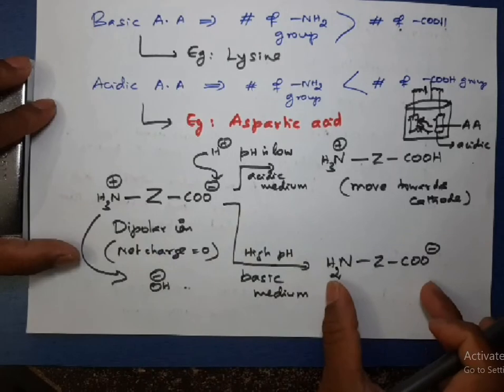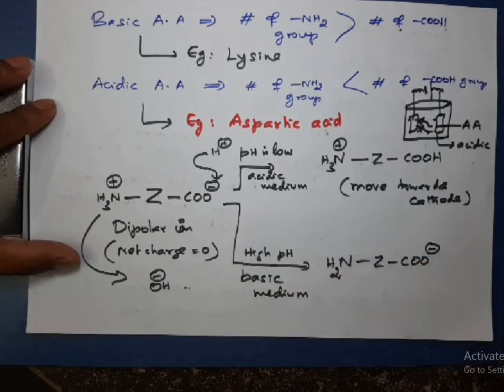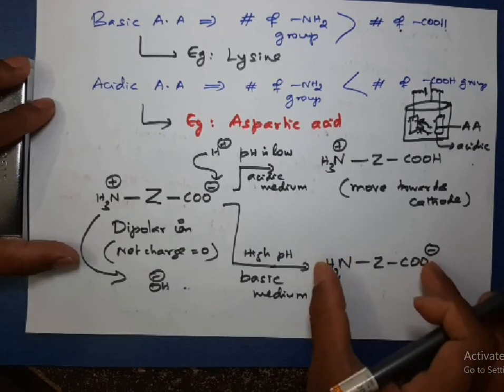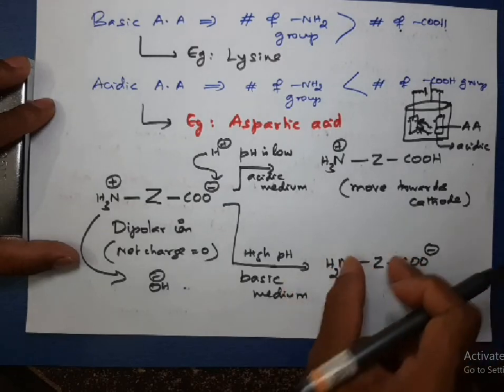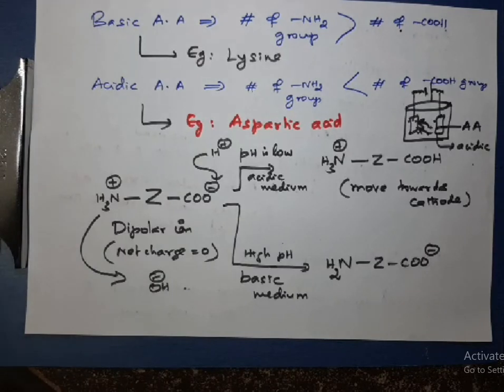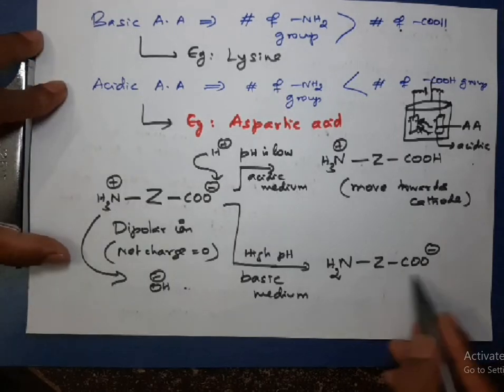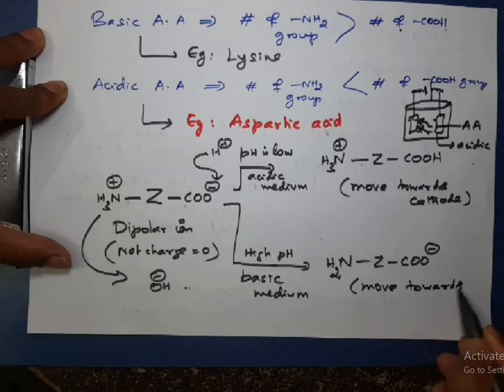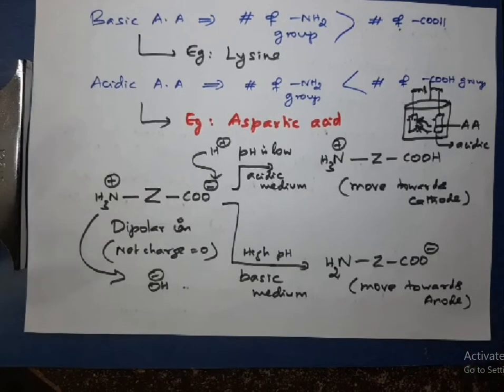Now the ion becomes an anion. You have a net negative charge now. Now tell me, in basic medium, this amino acid molecule moves towards which electrode? They carry net negative charge. Yes, students? Since they carry net negative charge, these ions move towards the anode. So keep this in mind.